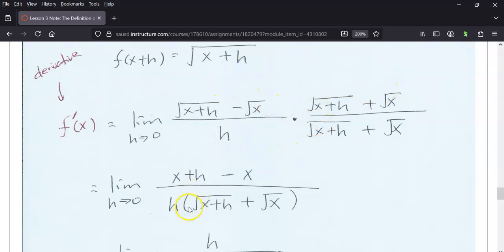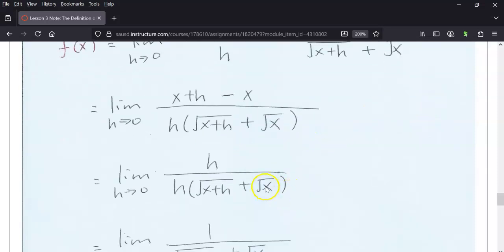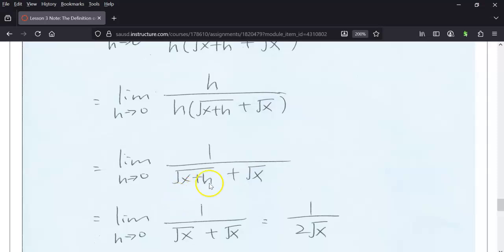In the bottom, I'm just writing down what I see here: h times everything here. Now when you do that, you notice the top x cancels out, so you only have h. Then h goes ahead and cancels out. So that's all you have. Now, once you let the limit as h approaches 0, this is 0, so you end up with 1 over 2 radical x, and that will be the derivative.